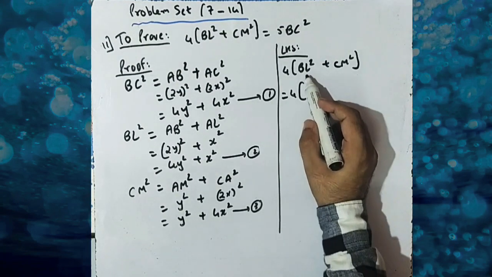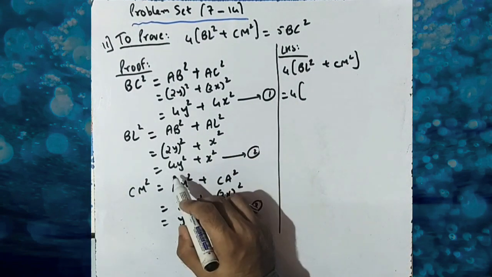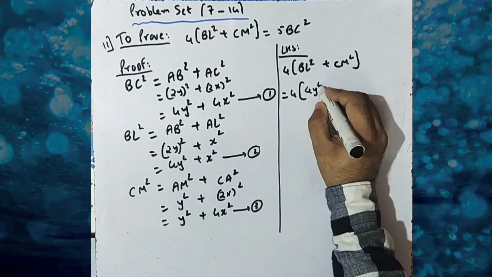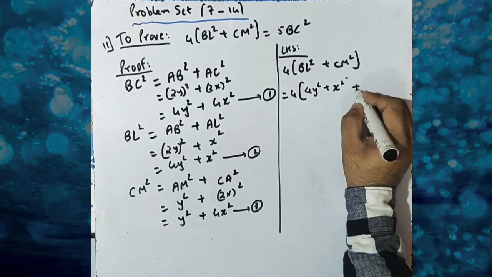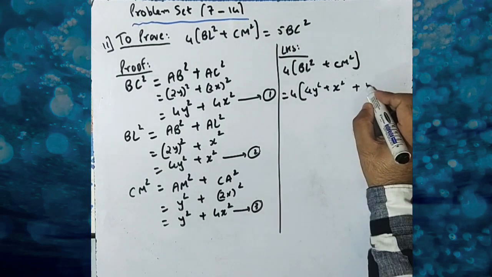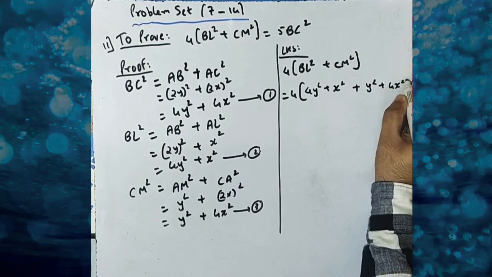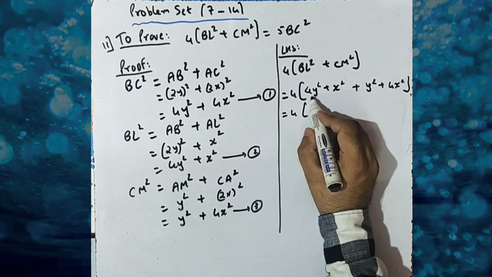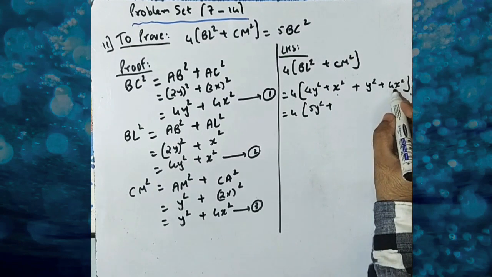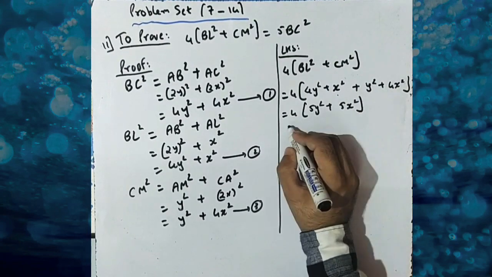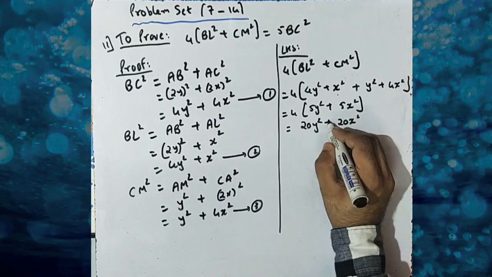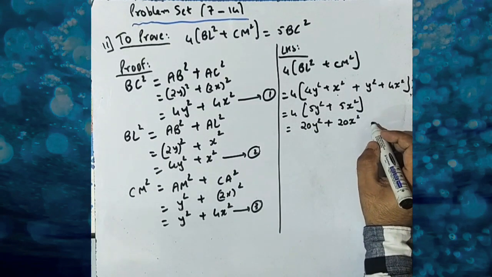Substitute the value. In the place of BL square will come 4y square plus x square from statement number 2. In the place of CM square, we will substitute statement number 3, y square plus 4x square. 4y square plus y square, 5y square, x square plus 4x square, 5x square, which will further become 20y square plus 20x square. This is the answer of LHS.